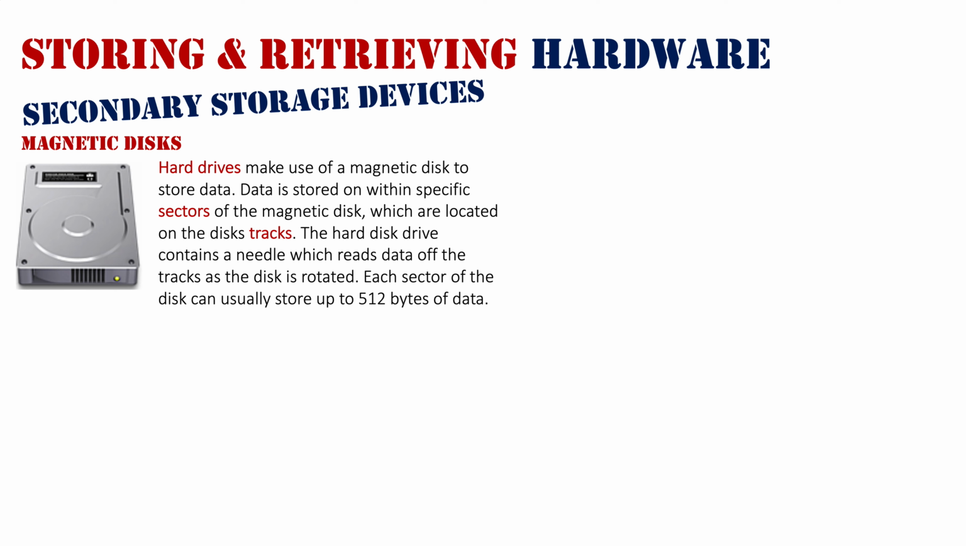The hard disk drive contains a needle which reads data off the tracks as the disk is rotated. I don't know if you've ever seen an old record, most likely not, but the disk rotates within the hard drive's solid case. And then there's a needle that reads the zeros and ones off that, which then get comprehended into the data. Each sector of the disk can usually store up to 512 bytes of data.